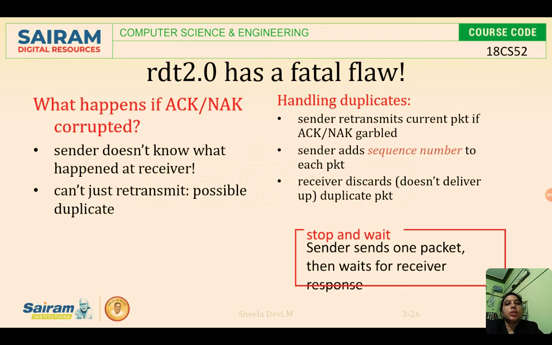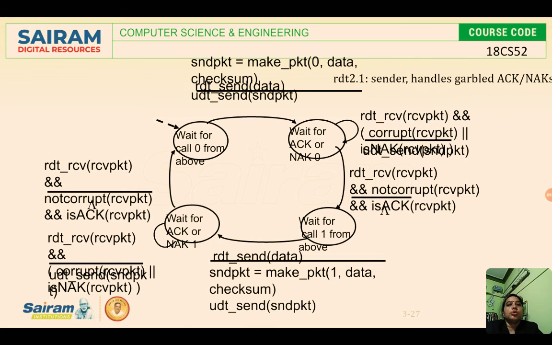So how can we handle the duplicates? If the data is sent by the sender, how can the receiver handle the duplicates? For that, they invented a new concept called sequence number. The sequence number is introduced in RDT 2.1. See here the sequence number. If I have two data, data 1 is numbered with sequence number 0, and data 2 is numbered with sequence number 1.